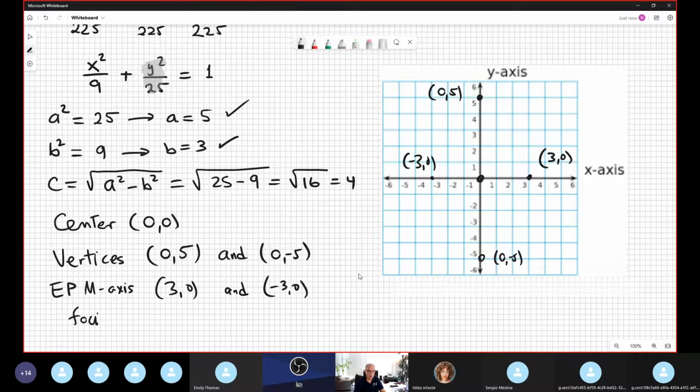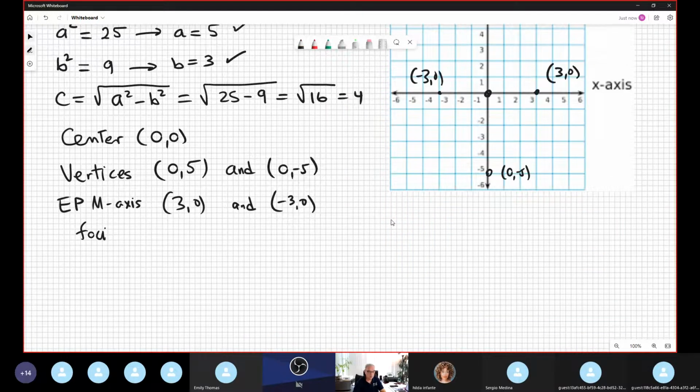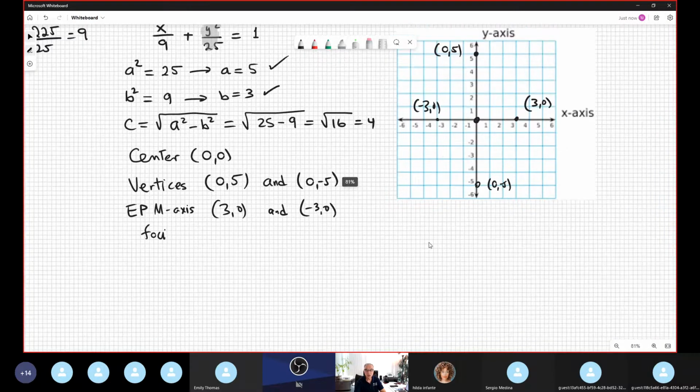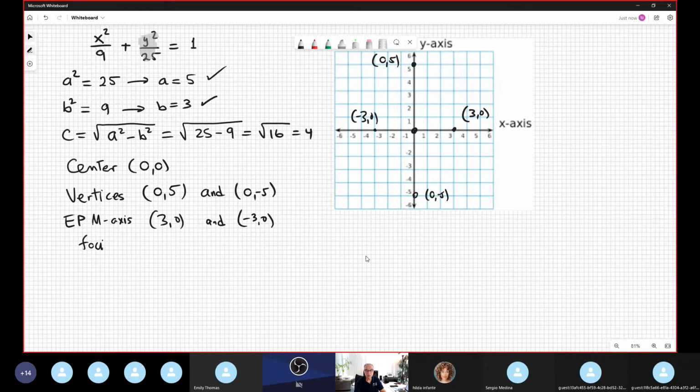Foci, remember, is the word in plural for focus. Focus is only one. Foci is plural. But we have 2. In the ellipse we have 2 foci. They are always located on the major axis, so on the y-axis in this specific example. At what distance? The focal distance is 4. In this example, 1, 2, 3, 4 here. This is the point 0,4, and this is the point 0, negative 4.